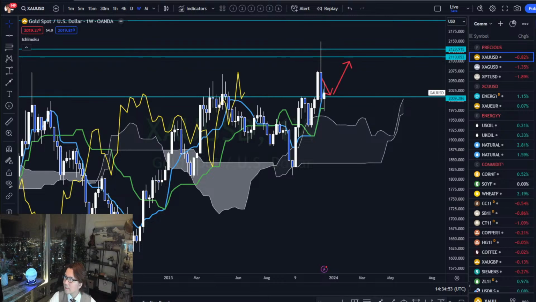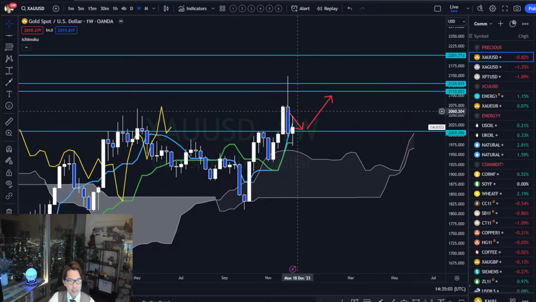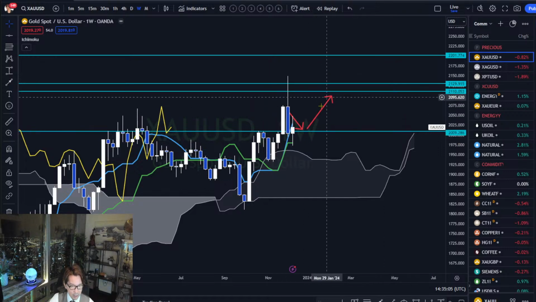Okay, so now I have the gold analysis. Let me switch the screen. A couple of weeks ago I said that the market may be supported by 2009.28 and bounce and go up. And it looks like now it's happening.